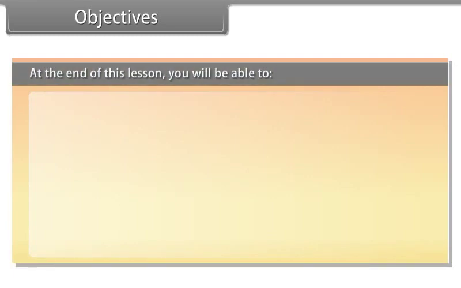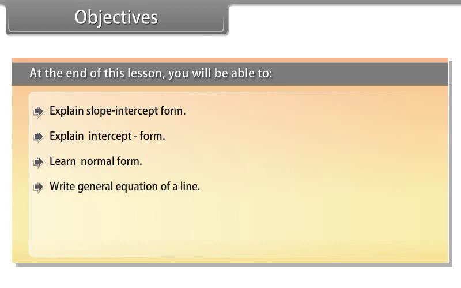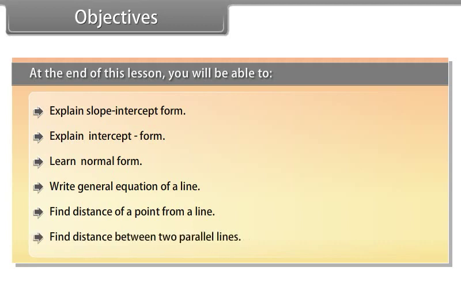Objectives. At the end of this lesson, you will be able to explain slope-intercept form, explain intercept form, learn normal form, write the general equation of a line, find the distance of a point from a line, and find the distance between two parallel lines.